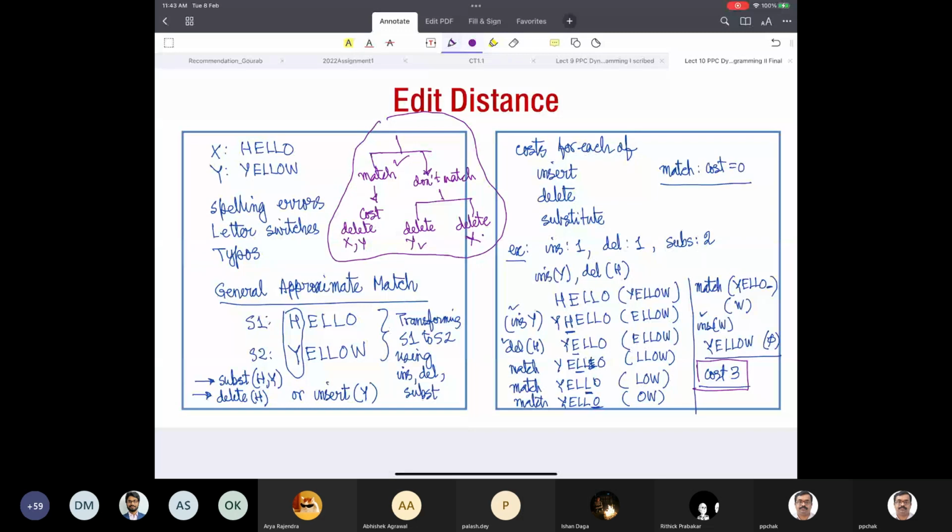But if I assign costs, then I can assign costs for deleting from X or deleting from Y. And for match, I can assign costs. So the deleting, I can also insert a new element. So the generalized edit distance says that I will have costs for matching, I will have costs for inserting a new element, I will have costs for deleting an element, and I will have costs for substituting an element. So now, by this insert, delete, substitute, I transform a pattern P1 to a pattern P2.